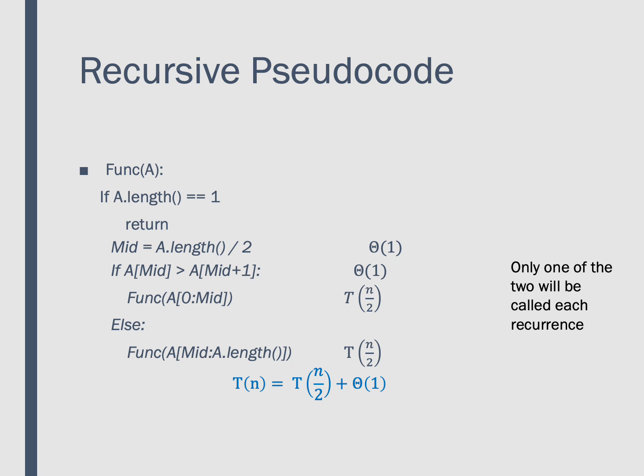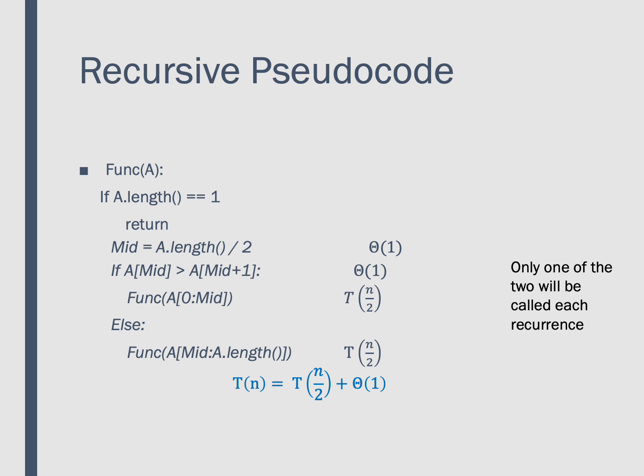Okay, now there is another pseudocode. Here in this pseudocode, there is a base case. If the length of the array A is 1, the function returns immediately. This base case runs in theta(1) time.